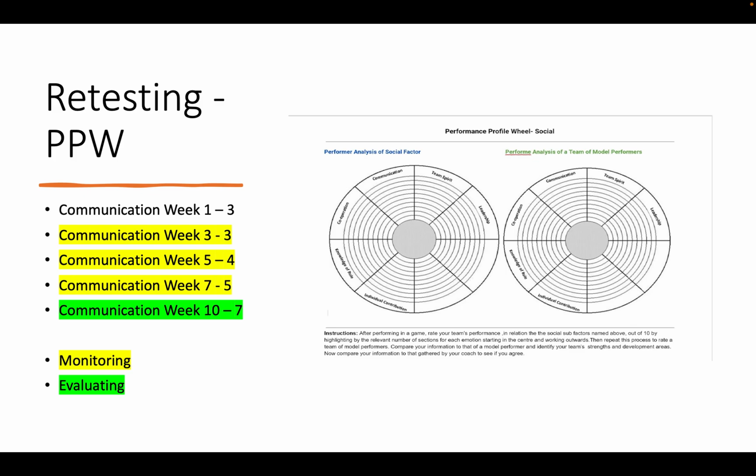Moving on now to look at retesting or recompleting a PPW again, this time for the social factor. So this person had scored himself a 3 out of 10 in their initial baseline PPW result. And then in week 3, they're still scoring a 3 out of 10. So we're monitoring and seeing if the team building games and the activities that we're doing in training are having an effect. Then in week 5, we've improved that score up to a 4. Week 7, we've improved it up to a 5. And then we've seen quite a big increase at week 10, where we've actually taken our communication up to a 7 out of 10, which is a good score. So we can see that week by week, we're starting to slowly improve up to a 7 at the end of our PDP.